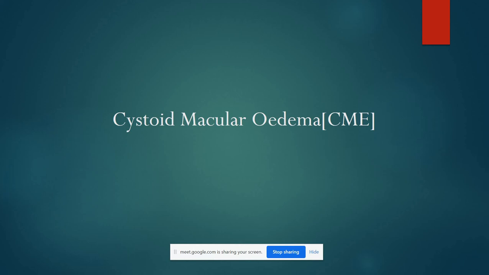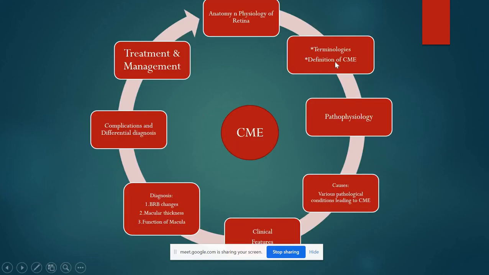We'll just discuss cystoid macular edema today, and what exactly we might be seeing in it. These are the things we'll cover: the anatomy and physiology of the retina, then terminologies and definition of CME, pathophysiology, the causes of CME, then its clinical features, diagnosis, complications, and the treatment management.